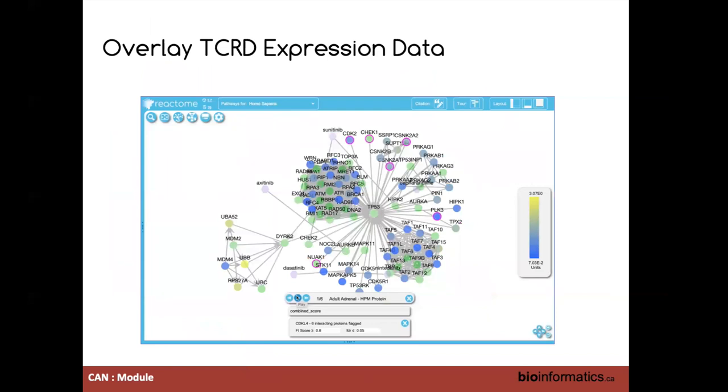In that sense, we can support the overlay of protein and messenger RNA expression data that's been collected from the TCRD, which in turn has collected a variety of different cell and tissue specific expression data sets from a whole host of studies, principally things like GTEx, TCGA and such. This screenshot is just showing the overlay of a human proteome protein study with the expression data set.